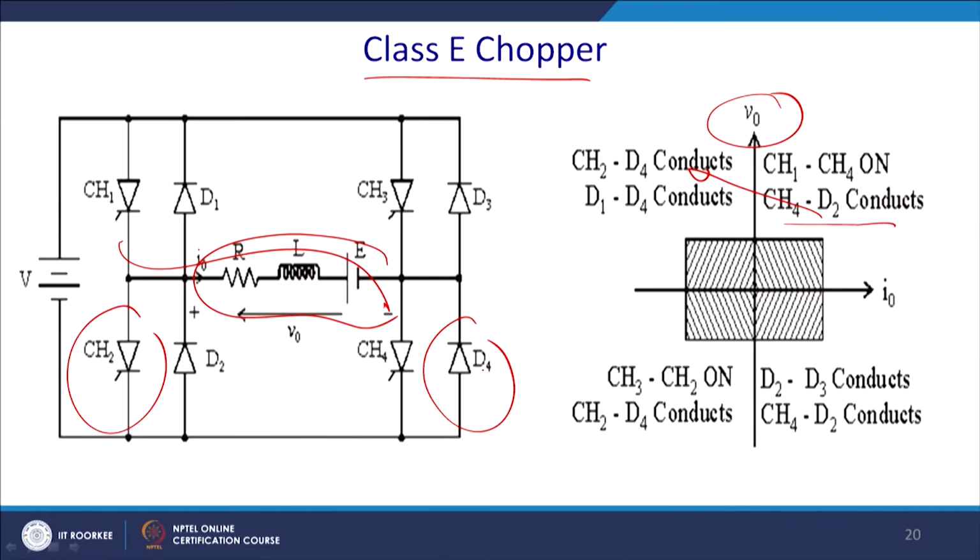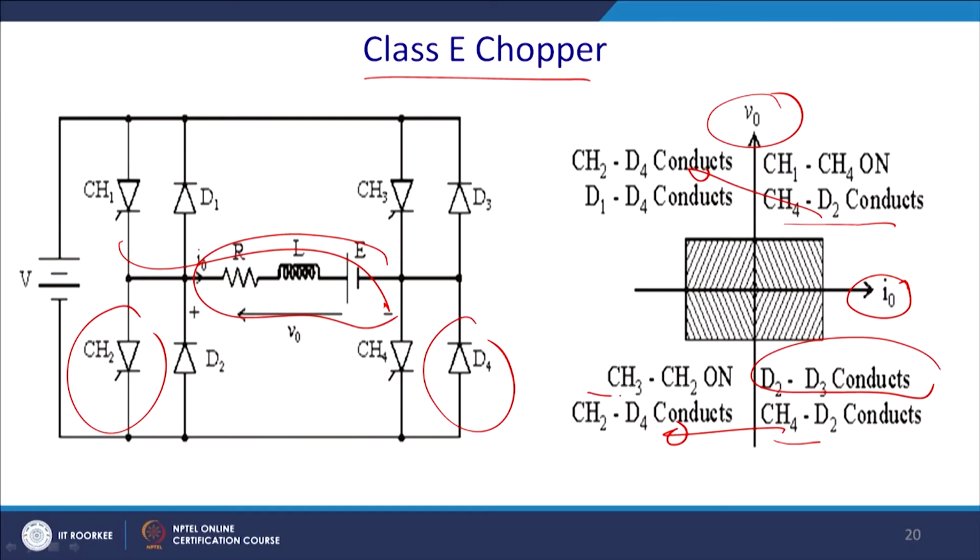Same way, if you wish to operate, D2 D3 conducts, and then for the regenerative mode, CH4 and D2 conduct, then essentially your voltage will be reversed and you will be operating in reverse motoring mode, because your current is positive but your voltage is negative. And just opposite to it, you have regenerative braking, and it is possible to have regenerative braking also in the reverse direction.